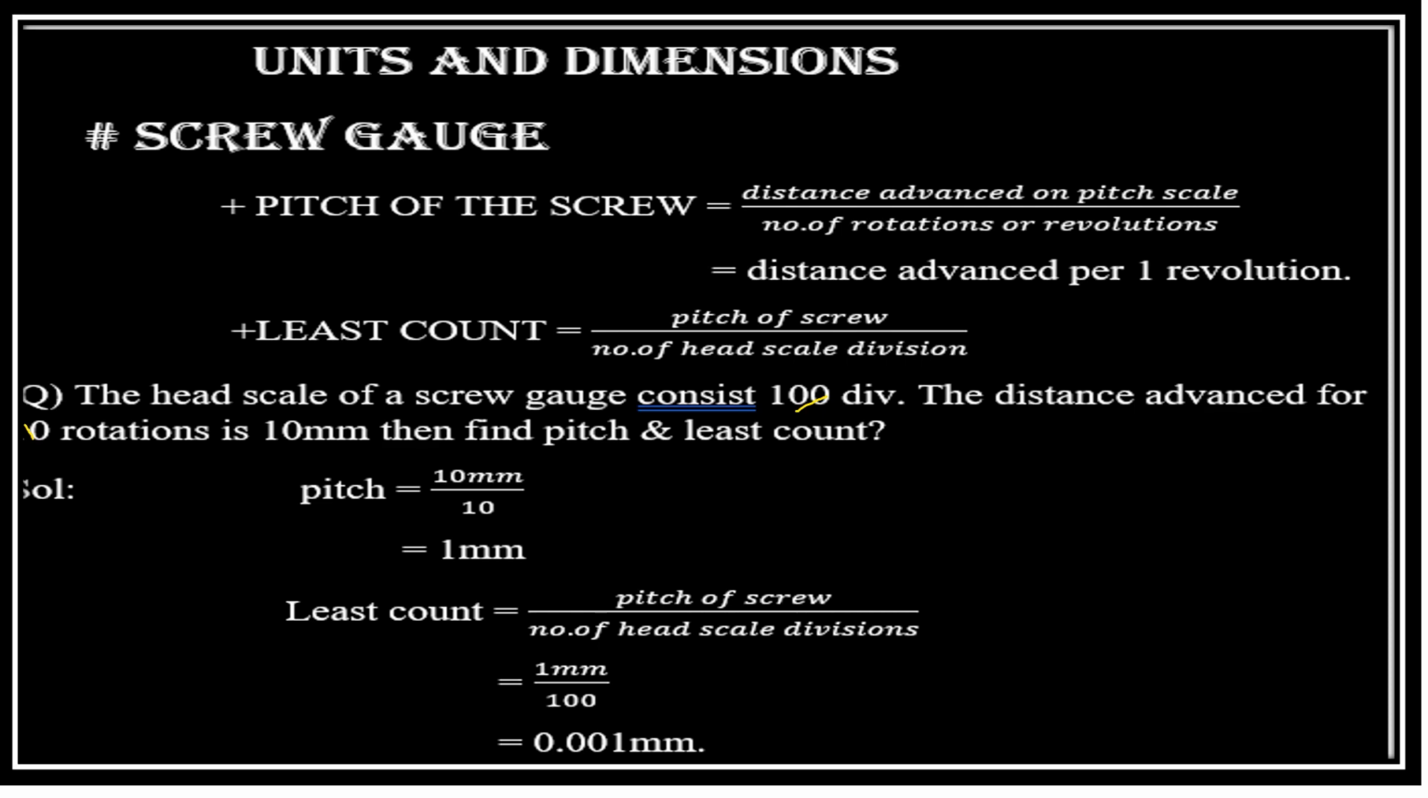We know pitch equals the distance advanced on the pitch scale divided by the number of rotations or revolutions. It is advanced by 10 millimeter for 10 revolutions. 10 by 10 means 1 millimeter. We got the pitch. Then finding least count: least count equals pitch of screw divided by the number of head scale divisions. We found the pitch already, that's 1 millimeter. Substitute it here: 1 millimeter divided by the number of head scale divisions, 100, means 0.01 millimeter. This is the solution.